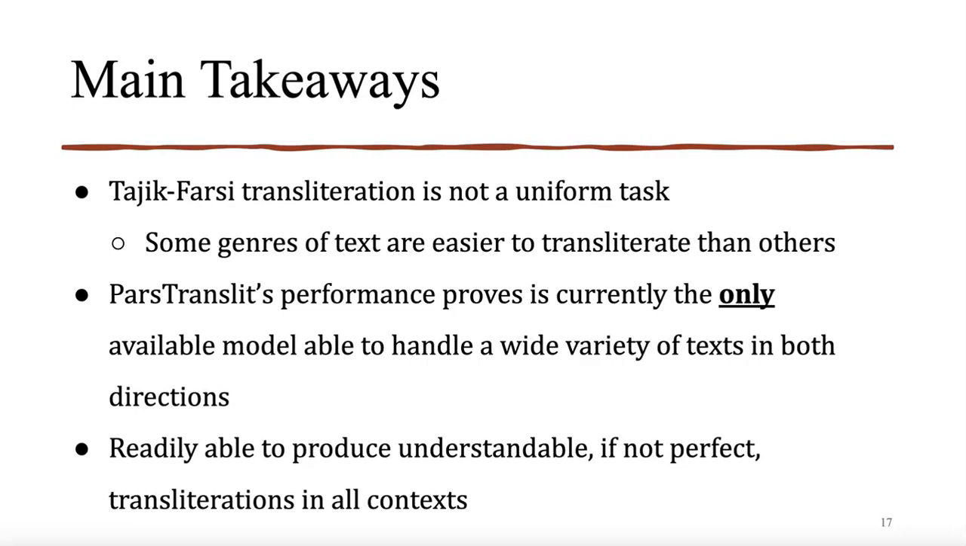Our main takeaways at a broader level are that Tajik-Farsi transliteration is clearly not a uniform task. Some genres of text are easier to transliterate than others. And because of this, ParsTranslit's performance, as shown by those metrics, proves that it's currently the only available model that is able to handle a wide variety of texts in both directions. So it's the only one that's readily able to produce understandable, if not perfect, transliterations in real-world, everyday contexts.